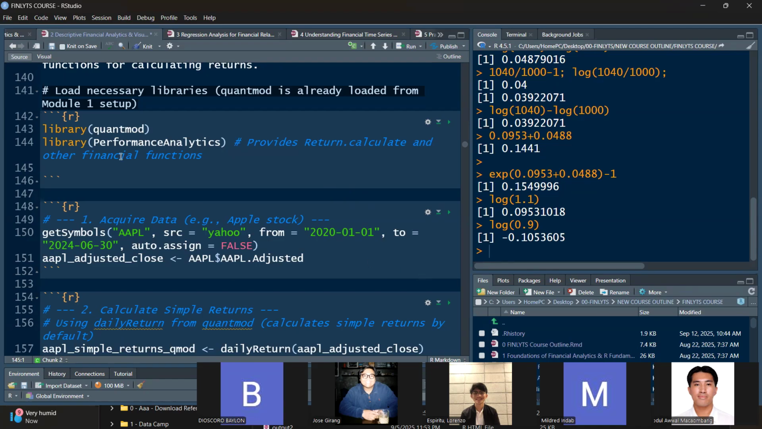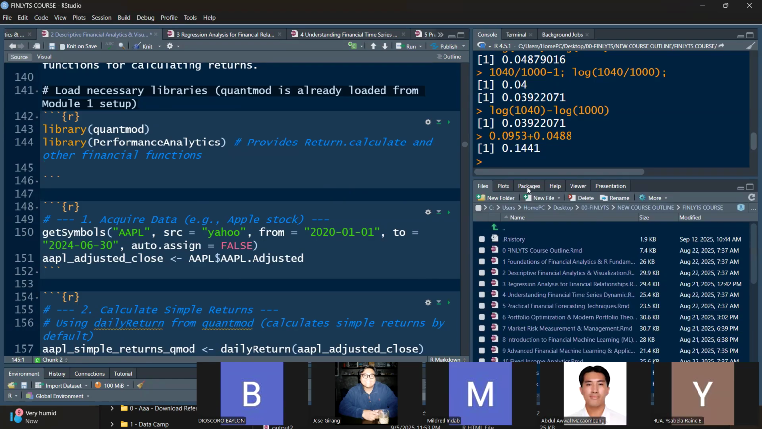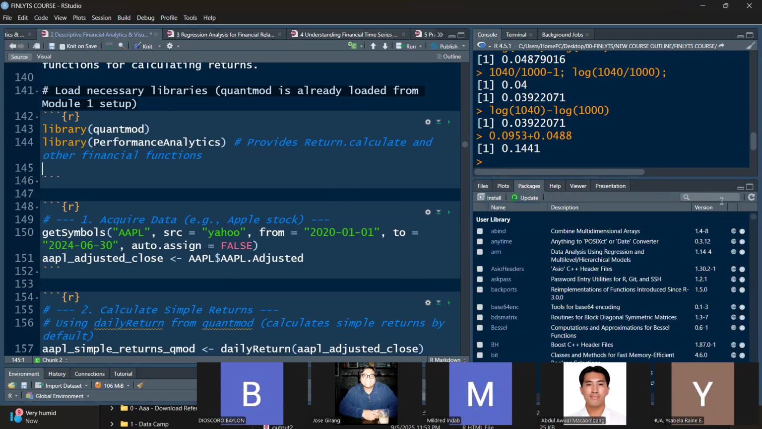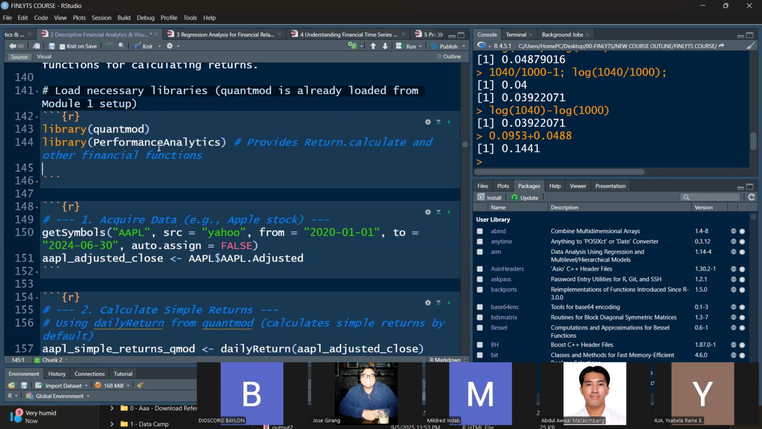Last time we learned that if you don't have that package, you have to check packages and then type here quantmod. If you don't have quantmod here, what you do is install. You can go here, install, and then type quantmod. Include and install dependencies and then install. Do the same for PerformanceAnalytics.